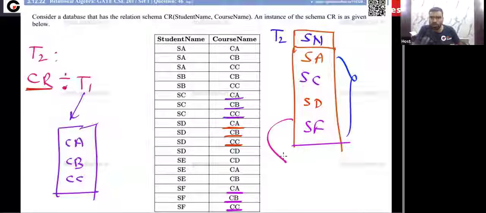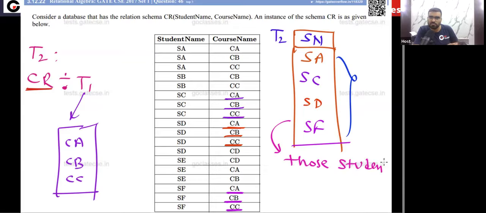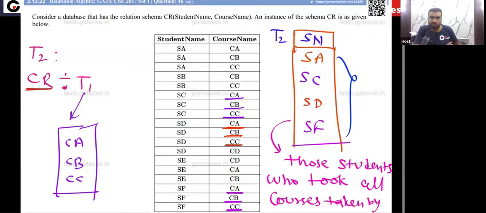Remember, these are those students who have taken all the courses taken by SA. Yes or no? These are those students who took all courses taken by SA.